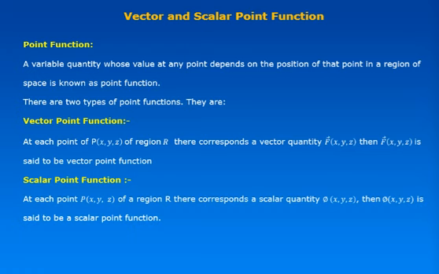The definition of vector point function. At each point P of (x, y, z) of the region R, there corresponds a vector quantity f bar of (x, y, z), then f bar of (x, y, z) is said to be a vector point function. Scalar point function. At each point P of (x, y, z) of a region R, there corresponds a scalar quantity phi of (x, y, z), then phi of (x, y, z) is said to be a scalar point function.